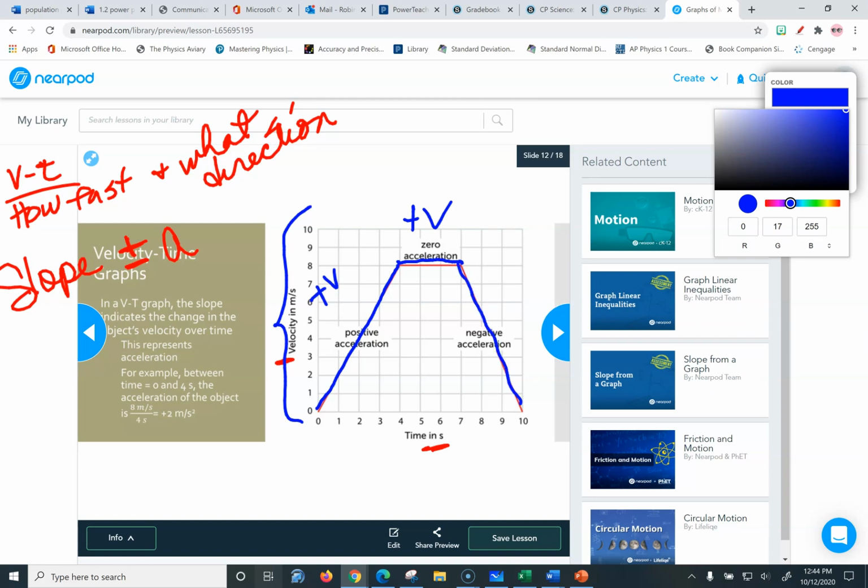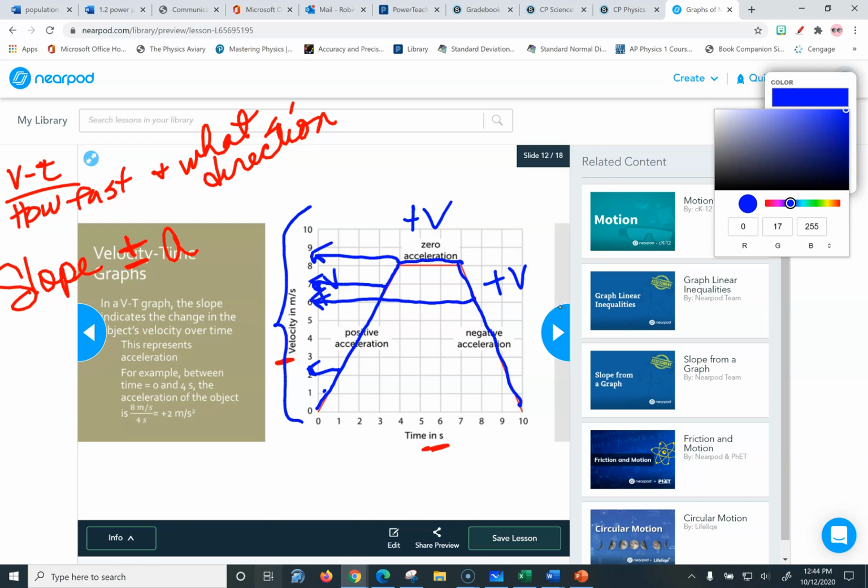This is also a positive V because we're not looking at the slope yet. We're just looking at the velocity. To read the velocity, you just go over to the line, you come over here. Look, that's positive. Look, that's positive. Look, that's positive, etc. Even here, if you come over here, all of that is positive.